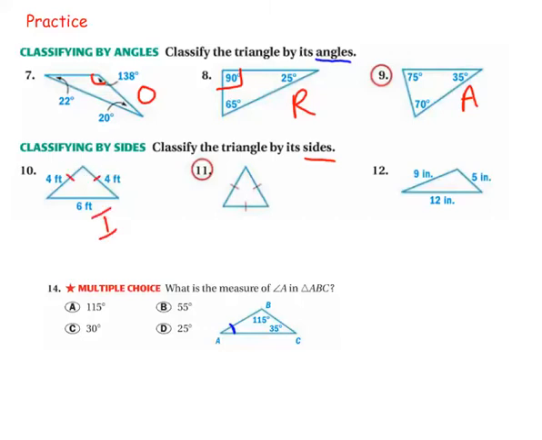All right, looking at their sides, here are two lengths that are the same, so that is an isosceles. These are all equal, so that's an equilateral. And all of these are different, so that is a scalene.